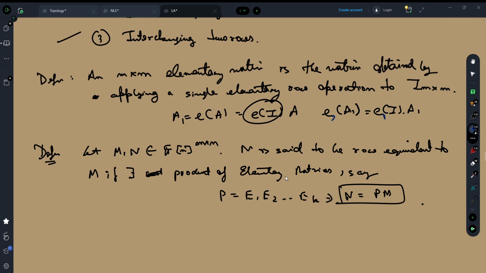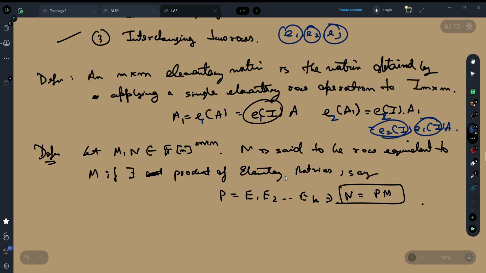And how was A1 defined? Let me say it like this. We have three elementary row operations defined, right? We have E1, E2, E3. These are the three elementary row operations we have. So E2 of A1 is E2 of I times A1, but A1 was, suppose this is first, it was E1 of I times A. Okay. So this is one matrix, this is one matrix, and that's the way it follows. Clear? Okay.